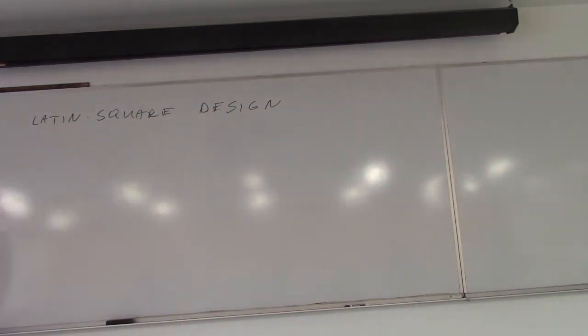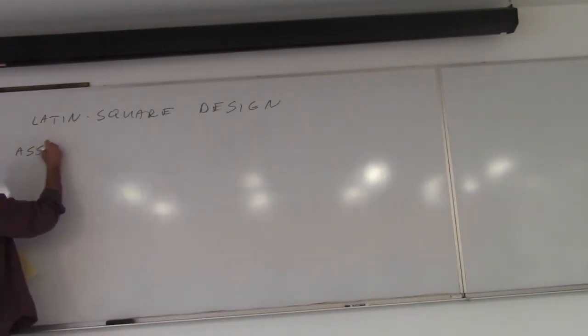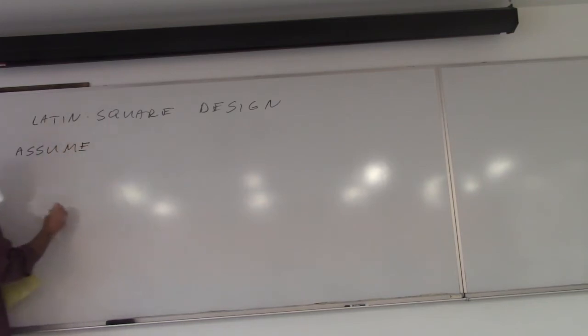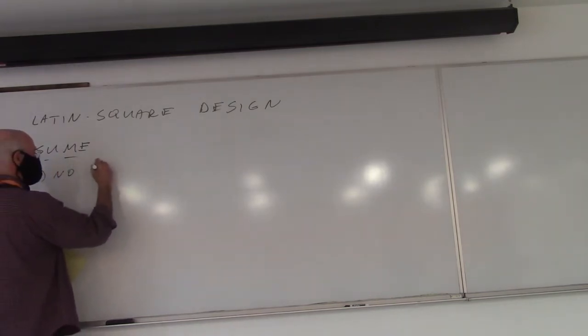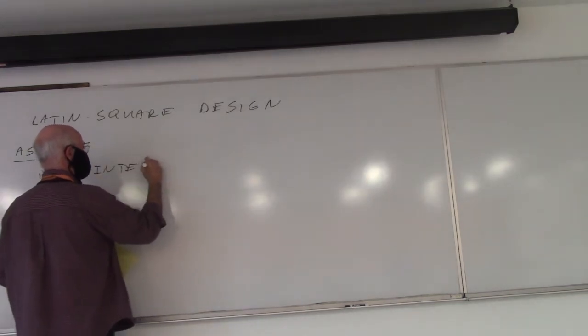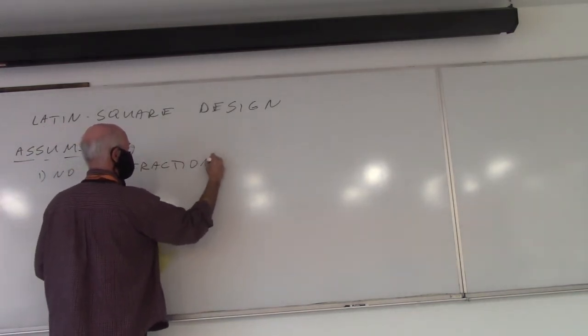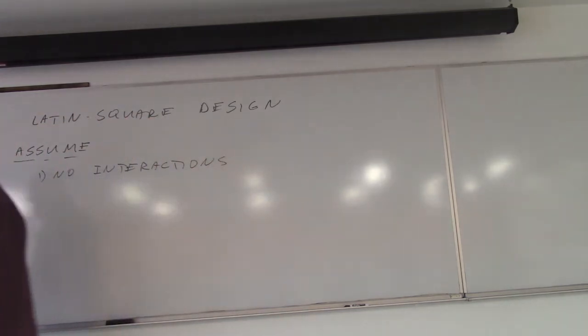So we have to make some assumptions in order to make this work. So we're going to assume, right, we know what that means, right? Ask of you and me, right? But we're going to assume that there are no interactions between the various factors that we're looking at, all right? So no interaction. Also, so let's write that down. One, no interaction. No interactions between the various factors.